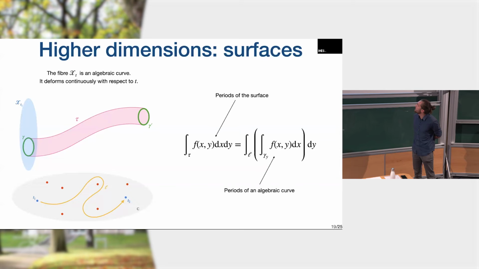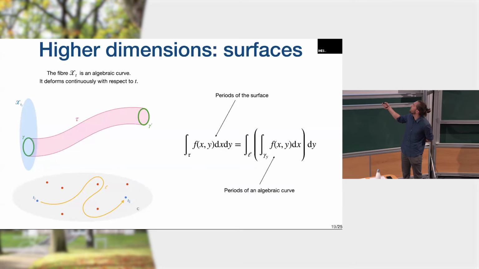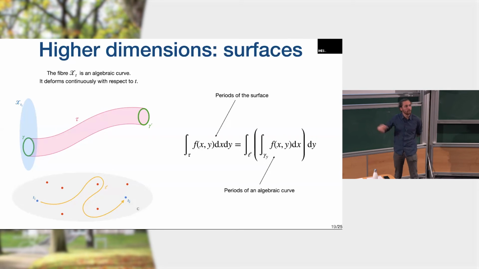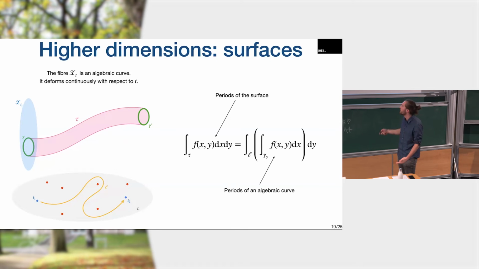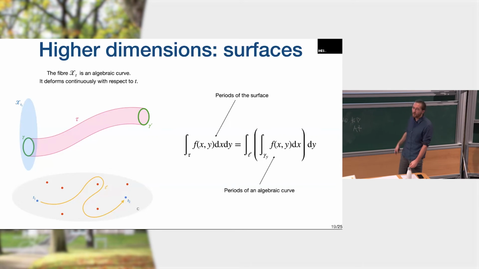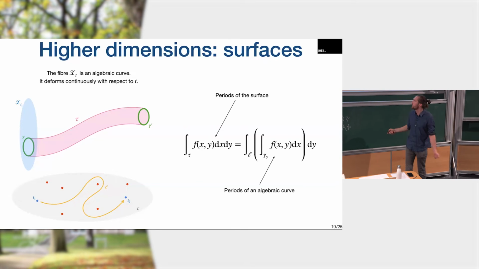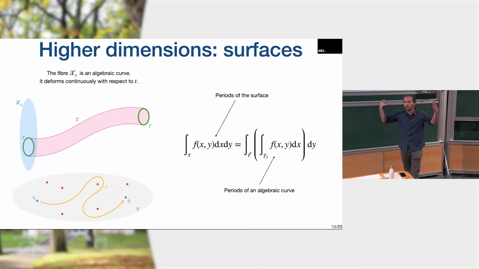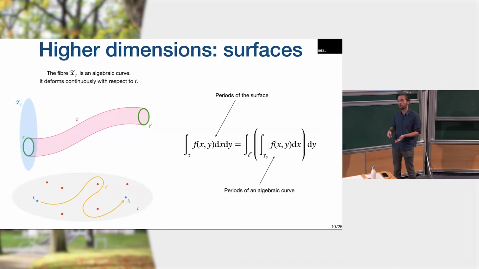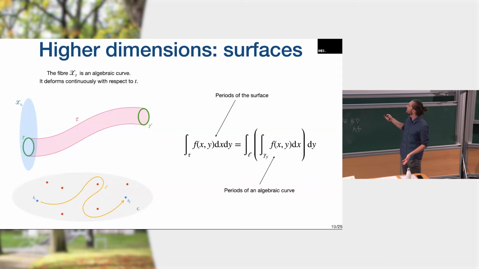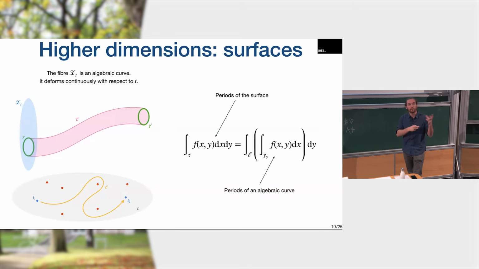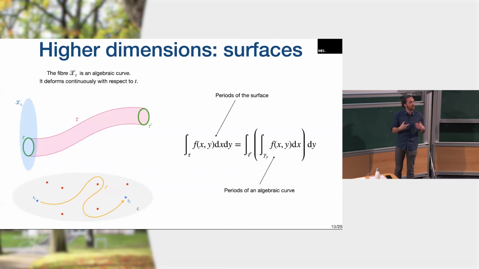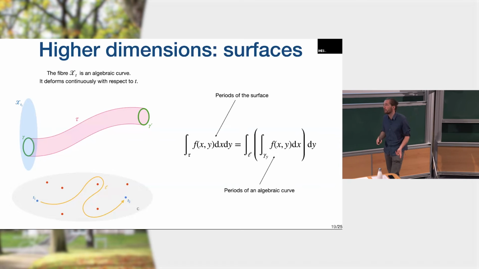And so the idea is roughly the same. For surfaces, you're no longer looking for one cycle, but for two cycles. And two cycles you can understand as sub-manifolds of real dimension 2 of your variety. And one way to obtain such a thing is to consider some projection of your surface onto the projective line. And then the fiber is no longer going to be given by a finite set of points, but it's going to be given by some algebraic curve.